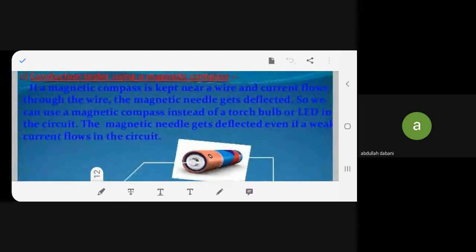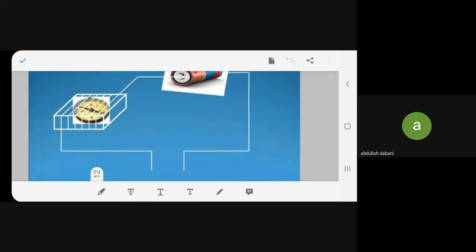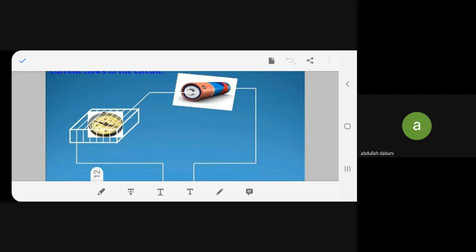So instead of a bulb or an LED, we can use the magnetic compass, right? To show that the electricity is moving and it is causing the deflection in the magnetic compass. This deflection is observed even in a weak current which is flowing through the circuit. This is the circuit. Understood better? So what we learned? A weak current flows through the LED, and a weak current shows deflection in the magnetic compass.